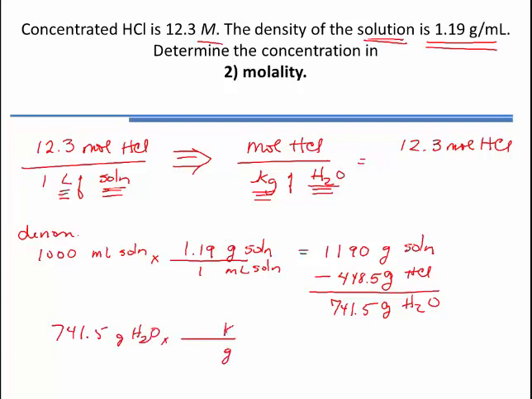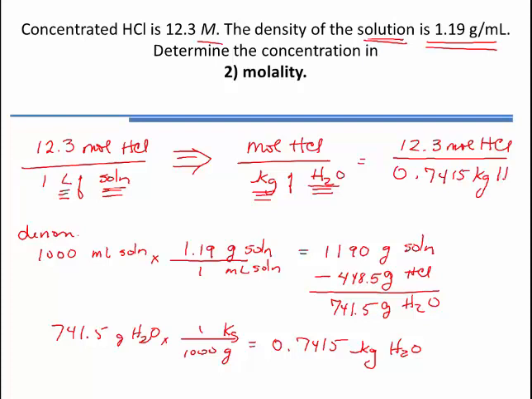741.5 grams of water to kilograms. 1,000 grams is a kilogram, and this is 0.7415 kilograms of water. So I can now put this up here where I need it, 0.7415 kilograms of water. And this will give for me 16.6 moles per kilogram, or 16.6 molal.